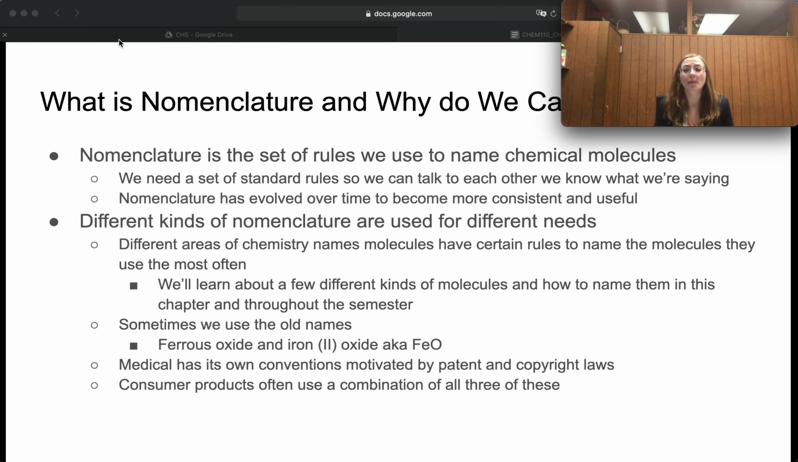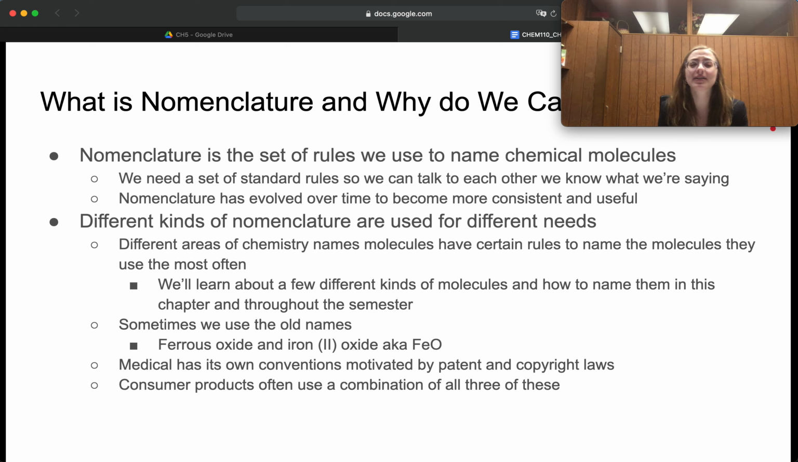So we need to talk about nomenclature, why it's important, and why we actually care about what we name our molecules, okay? Nomenclature is the name for the set of rules we use to name our chemical molecules. Nomenclature and naming are interchangeable here. We need a set of standard rules so we all know how to talk to each other and we know what we're saying, okay?